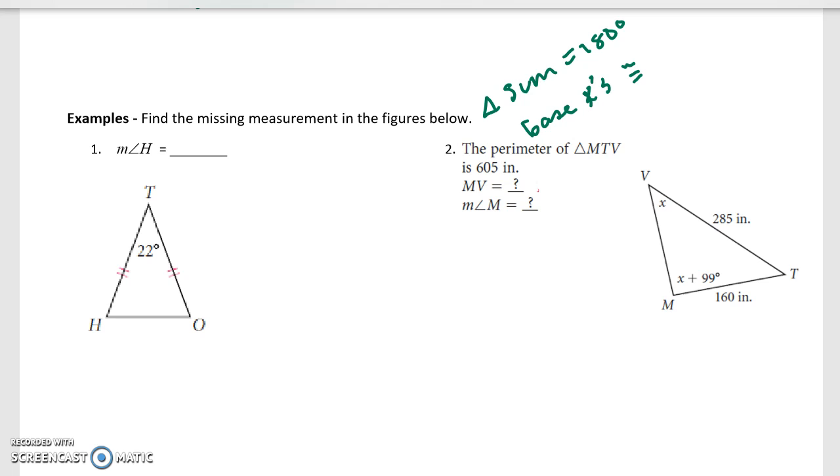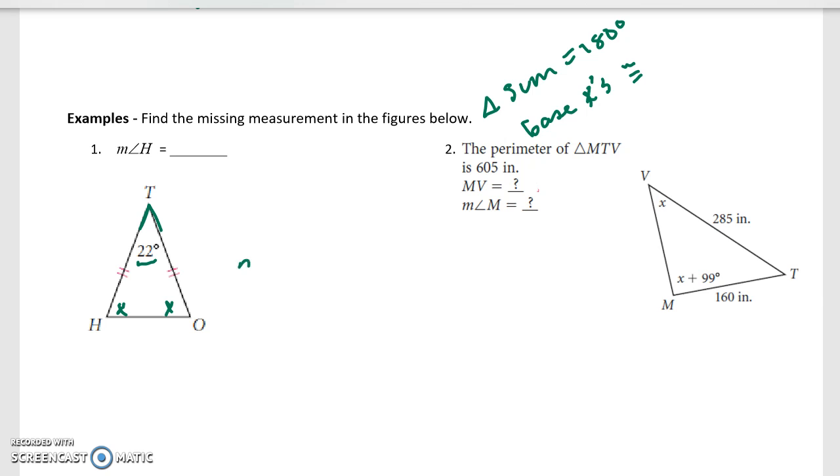You can pause the video and try to do these on your own, or you can just follow along with me right now. So here we have an isosceles triangle because I have two segments marked, and here we have angle T at 22 degrees. The 22 degree angle is the vertex angle, right? So now if we go to find the measure of angle H, I'm just going to give it a variable X. H is also congruent to O.